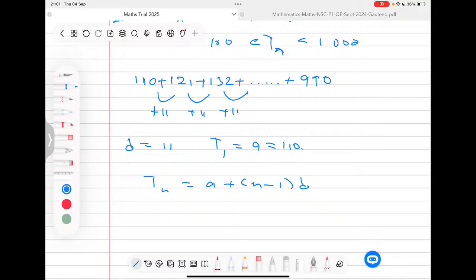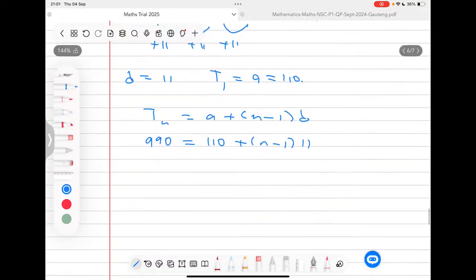You can always go take it there and use it. Now, you will find that our last term, our nth term here, is actually the 990, right? So our Tn is the 990, because that's where our sequence will end. And this will give me the first term of 110. We are adding here n minus 1 because we're looking for n, and then our common difference is indeed 11.